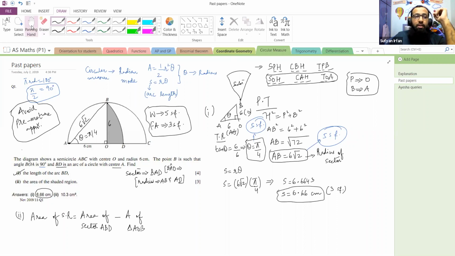This means what needs to be done? Out of the total area of the sector, if you subtract the area of the triangle, we are going to get the area of the shaded region. So the area of the sector would be half r squared theta, and the radius of the sector is already found, 6 root 2. Half r squared theta, theta is pi by 4. This is the area of the sector minus the area of the triangle.